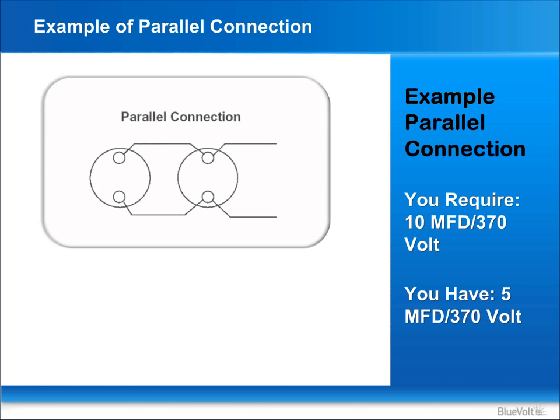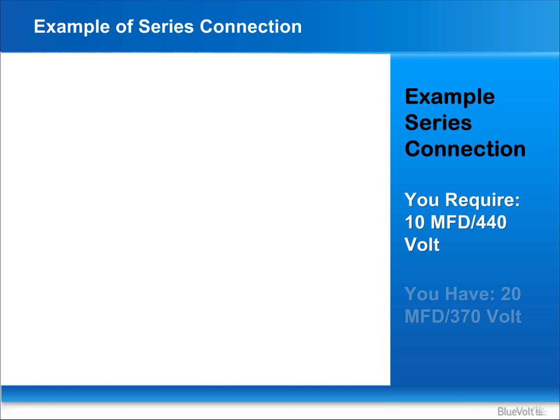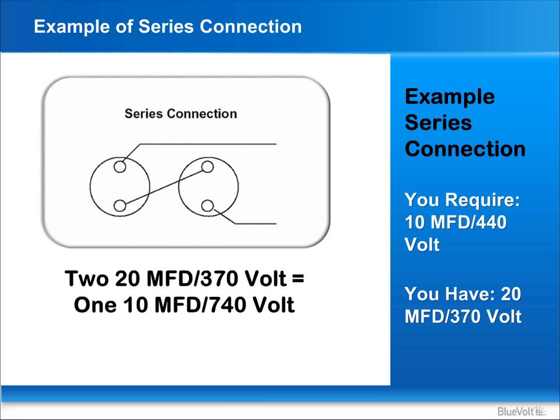By combining the two 5 MFD 370-volt capacitors in parallel, you will attain the performance of a 10 MFD 370-volt capacitor. Perhaps a 10 MFD 440-volt capacitor is required, but you only have two 20 MFD 370-volt capacitors available. By connecting these two capacitors in series, you will attain the equivalent to a 10 MFD 740-volt capacitor.